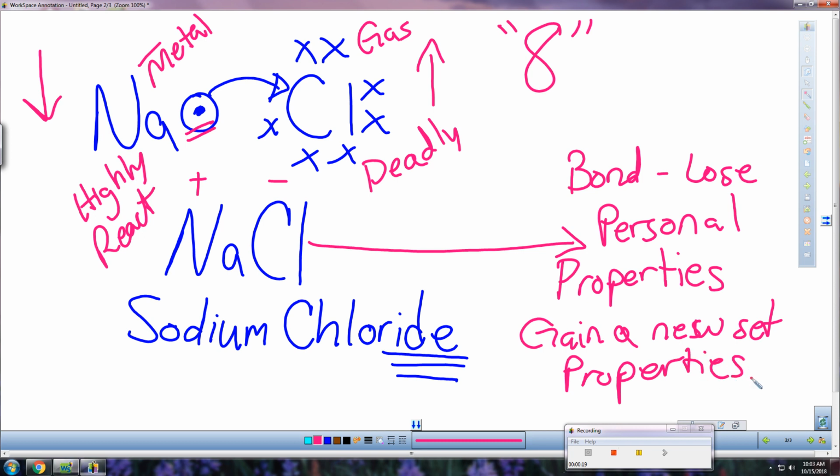So again, with what's going on here with bonding, we have electrons being given up or taken on for ionic bonding. Covalent bonding, they just share those electrons, and I'll show you how that one works in the next video. But the purpose of bonding is to get to that magical 8.